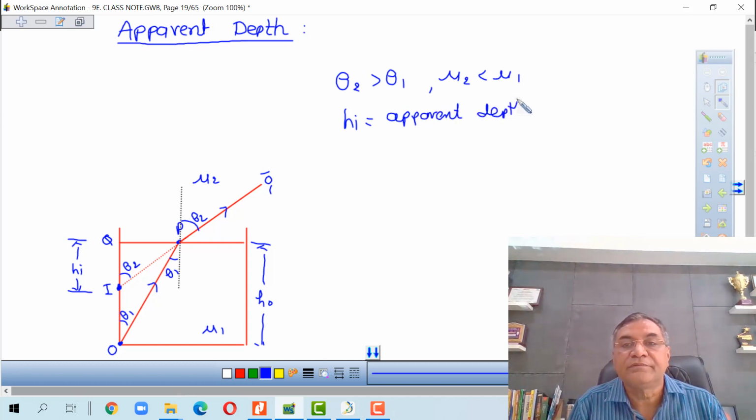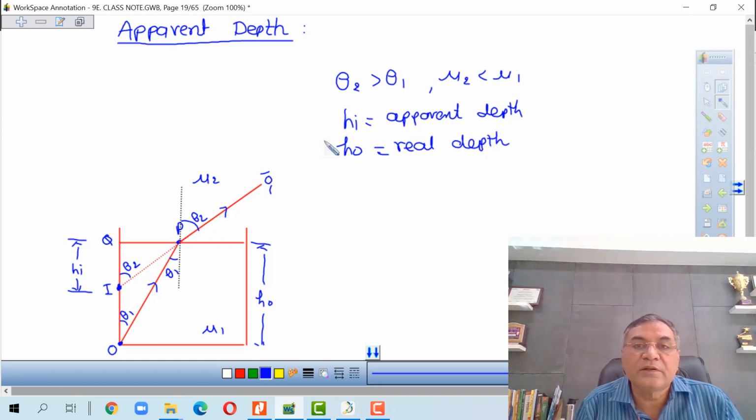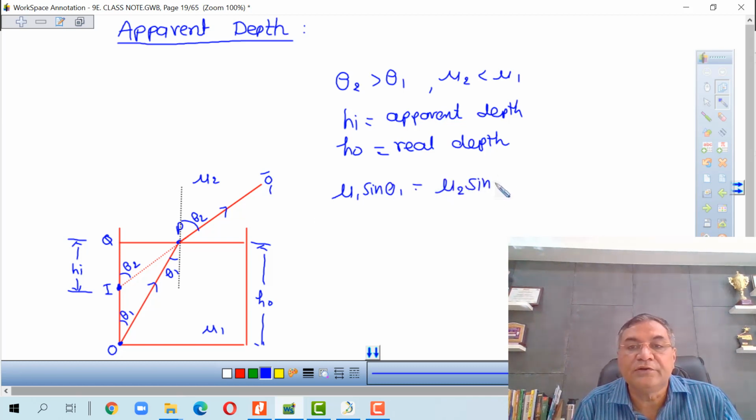Apparent depth. And HO is your real depth. We want to establish the relation between the HI and HO. So to connect these two, which formula? Snell's law. So I use Snell's law: mu 1 sin theta 1 is equal to mu 2 sin theta 2.